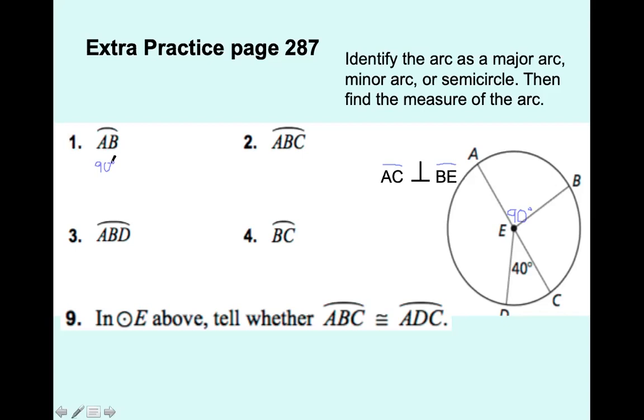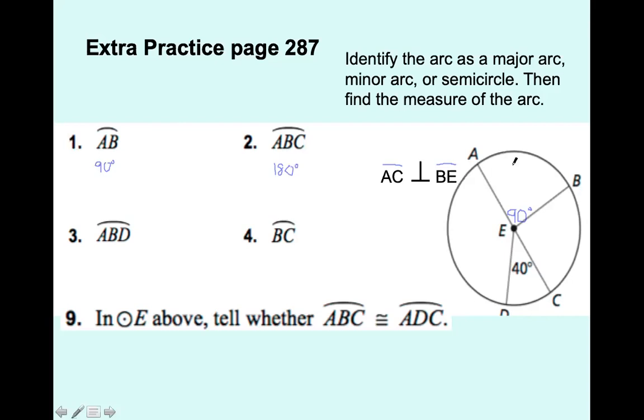All right, ABC, when you see three letters, that's talking about a major arc, or it could be talking about a semicircle. So ABC is talking about this part of the circle right here. It starts at A, goes through B, ends at C. We know that AC here is a diameter, so ABC has to be a semicircle. So the measure of arc ABC has to be 180 degrees.